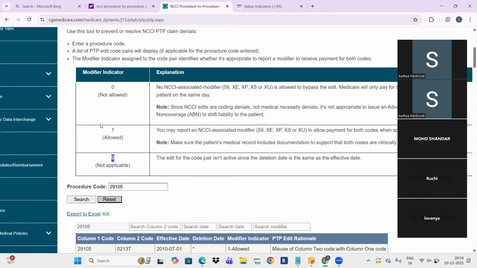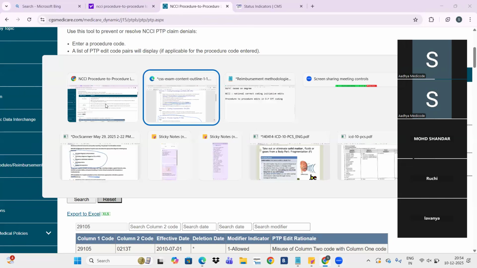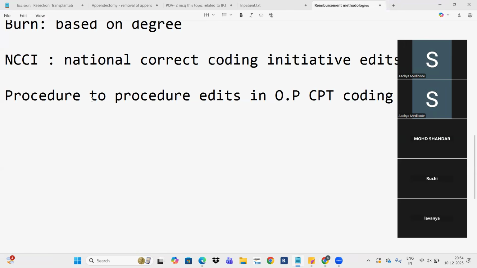If you get 1 edit, we need to append 59. If you get 9 edit, without modifier, we can code two procedures. If we get 0, we should not code together. One procedure is enough. Okay. Next, medical necessity.